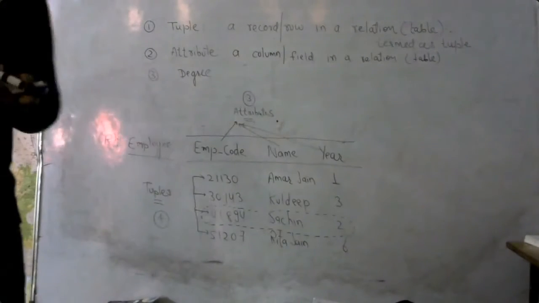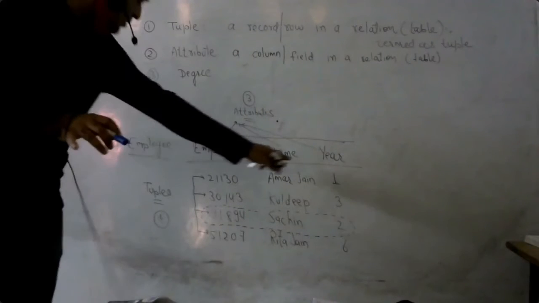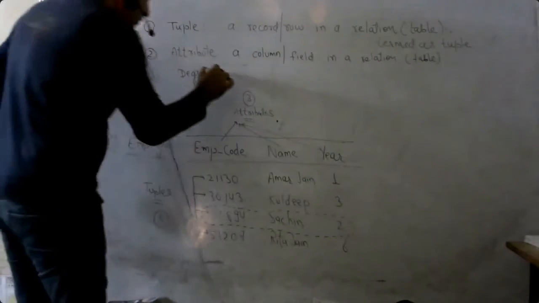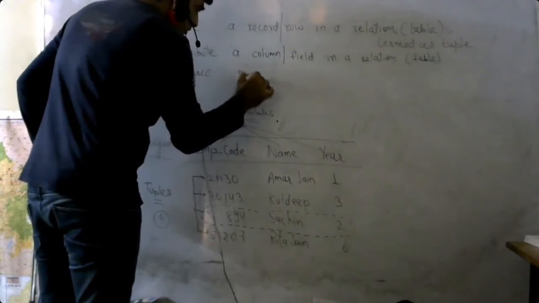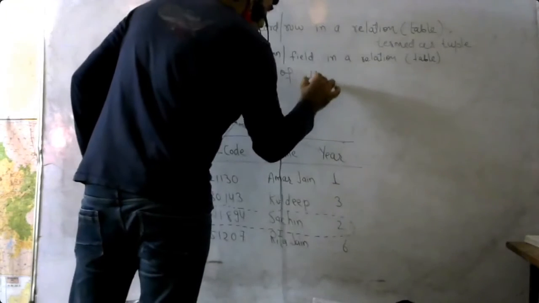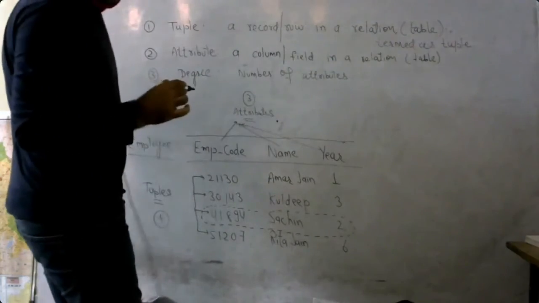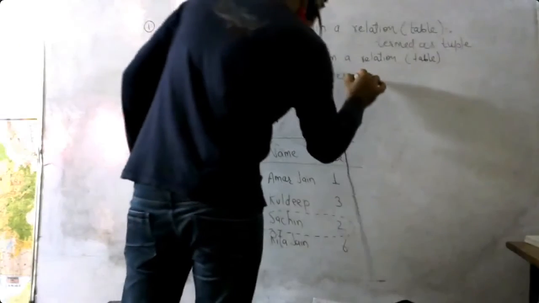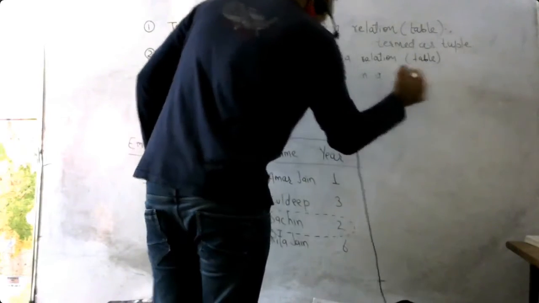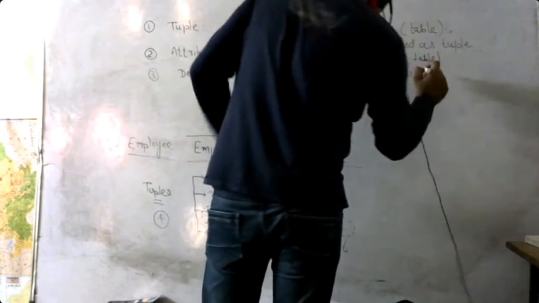Degree of a relation means the number of attributes in a given relation. If we talk about this relation, the degree of this relation is 3, because here we have 3 attributes. Attributes we also call column or field. Whatever the relation will be, the number of attributes in that relation is known as the degree of that relation.